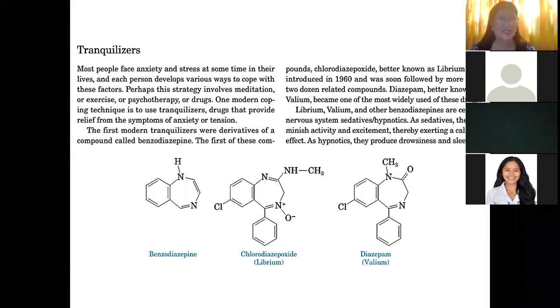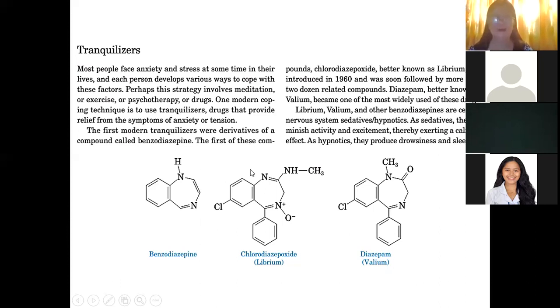So this is a strategy, but they can also use exercise or psychotherapy. The last one is drugs. The first modern tranquilizer derived is the benzodiazepine. This is its structure, the benzodiazepine. It is a compound used as a tranquilizer, to calm.